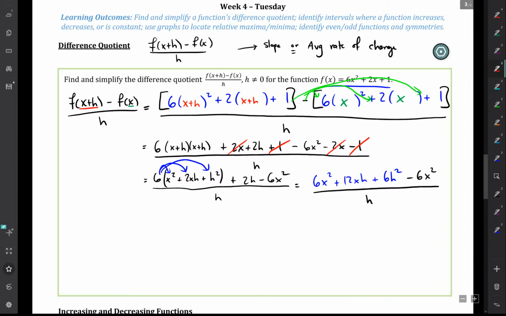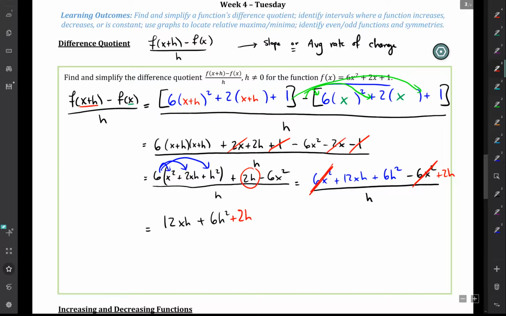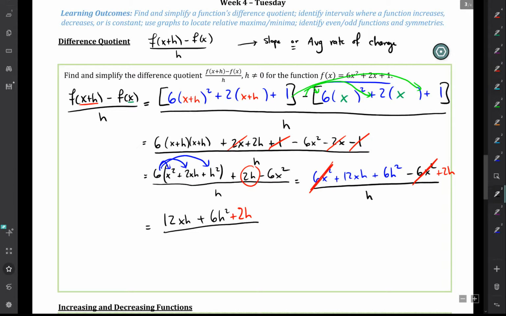And now I get to cancel that negative 6x squared with that positive 6x squared. So I'm left with 12xh plus 6h squared. I missed this. I forgot that 2h was there, so this should have been right here, plus 2h. I almost forgot to write that down. So I have all of that over h.